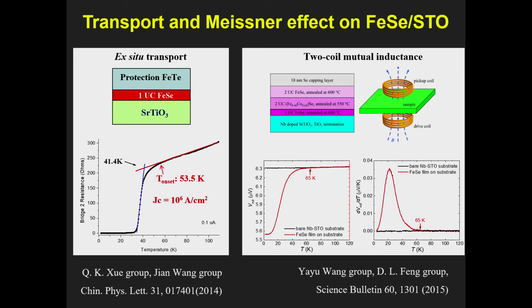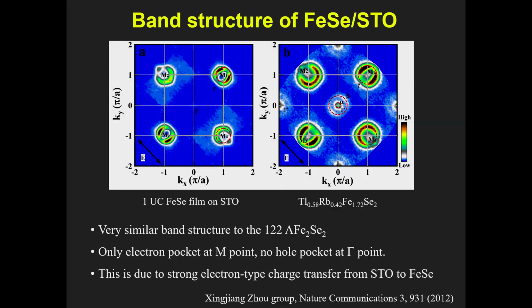So we put this sample in a two-coil mutual inductance measurement system. Basically, we measure the screening by this superconducting film. The black curve is the data of a pure substrate without anything. Nothing is happening. The red curve is with this one monolayer of iron selenide on the substrate. Immediately, you can see the screening start from somewhere around 65 Kelvin. That's highly consistent with the ARPES measurement of the gap size.